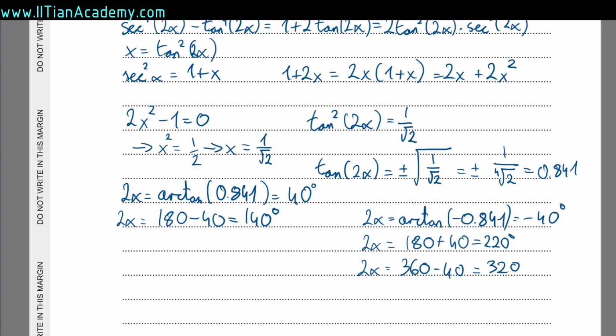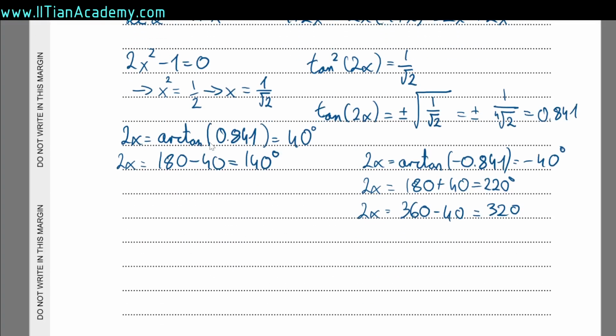Now we just need to take these solutions and divide them by 2 because this was all equal to 2 alpha. So we can say alpha is going to be 20 degrees, 70 degrees, 110 degrees, and 160 degrees.